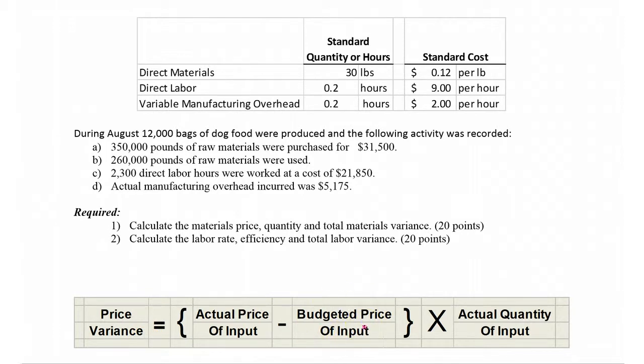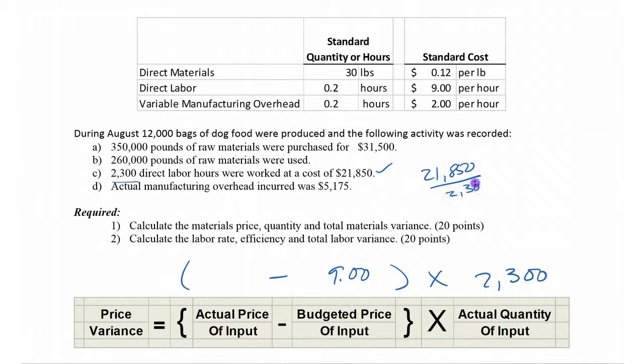The budgeted price and the actual. So we actually used 2,300 direct labor hours. And the budgeted price per hour is $9. But what was the actual price? Well, we know in total the actual cost was $21,850, but we don't know what that is per hour until we do this math. So we take the $21,850, we divide it by the hours, so the actual cost divided by the actual hours, and I believe that gives us $9.50 an hour.